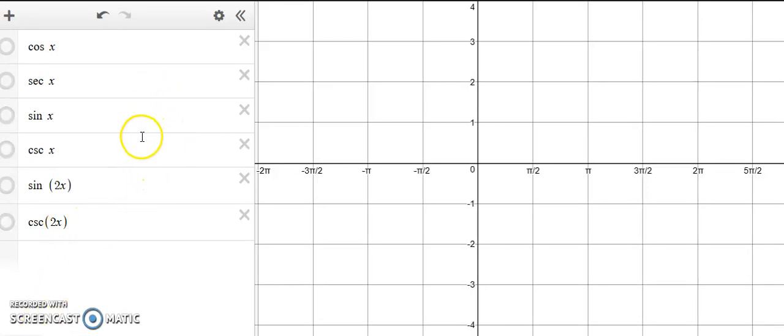Okay, to graph secant and cosecant, we need to be able to graph sine and cosine. So if you're still not comfortable with those, you want to go back to those videos and make sure that you're solid on those, because these graphs are based on the sine and cosine graphs. So let's just take a look at a couple of basic graphs.